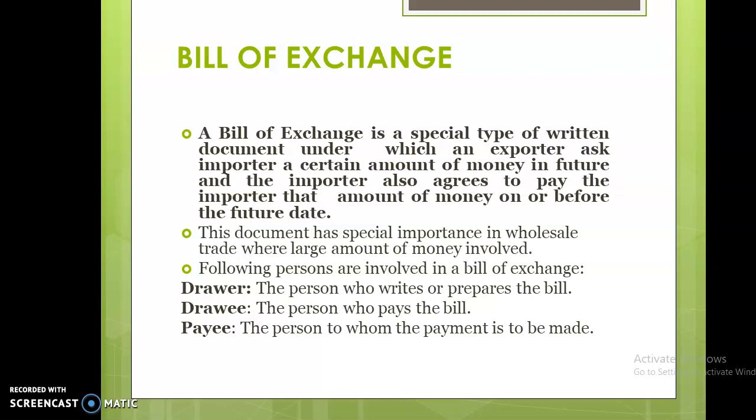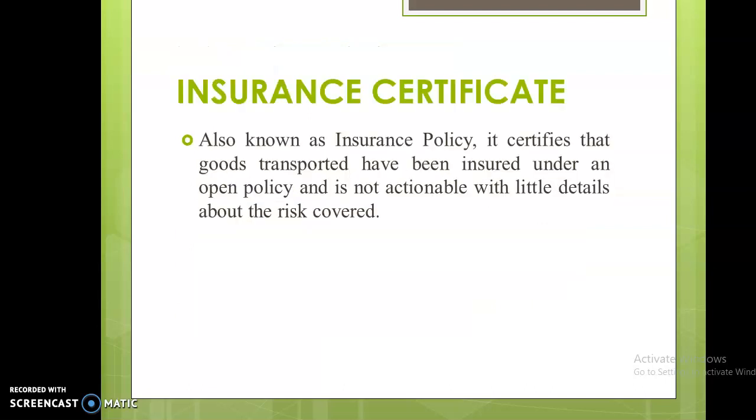Basically there are three parties involved in a bill of exchange: drawer, drawee, and payee. The person who prepares the bill of exchange is known as the drawer, the person who pays the bill is known as the drawee, and the person to whom the payment is made is known as the payee. So who will draw the bill of exchange? The exporter. Who is the drawee? The importer. The importer will put the signature and agree to make the payment. And the payee is the person to whom the payment is made. Sometimes the exporter will be the payee, and sometimes the exporter's agents will be the payee.